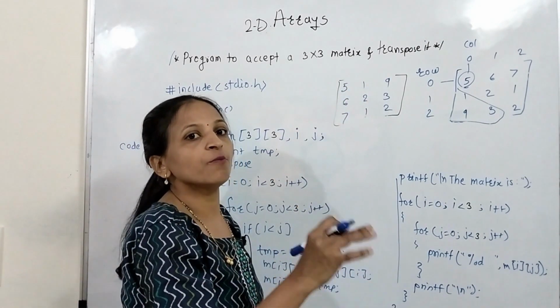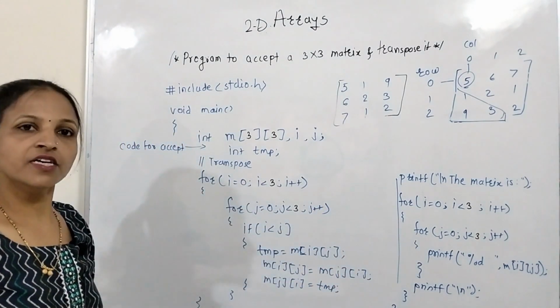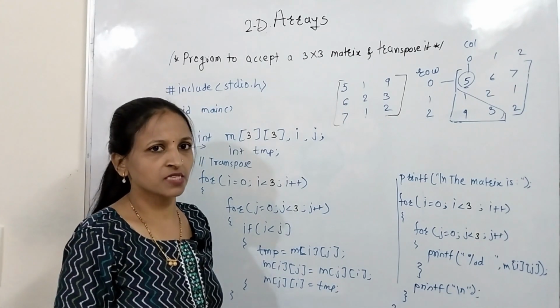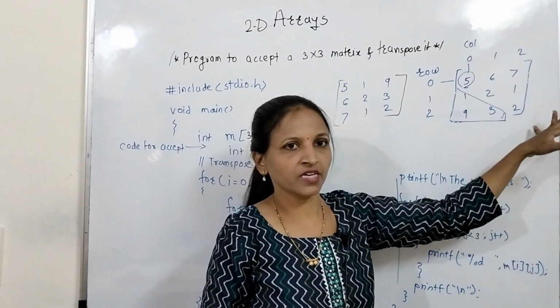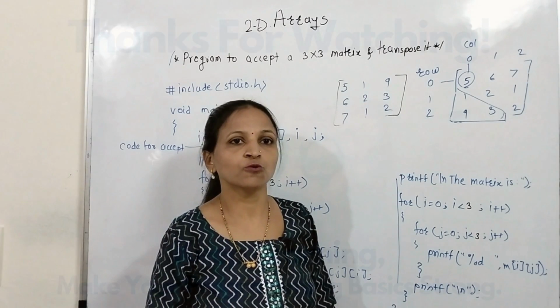Means we have to swap, we have to exchange the positions of the elements. That logic I have applied here. Using a temp variable we can swap two variables. In the same way, I have exchanged the positions of these elements, and then after displaying the matrix we will get the transposed matrix here.